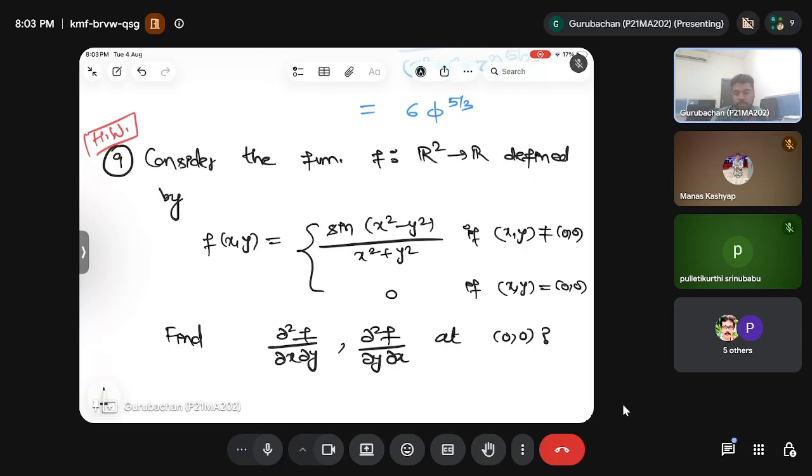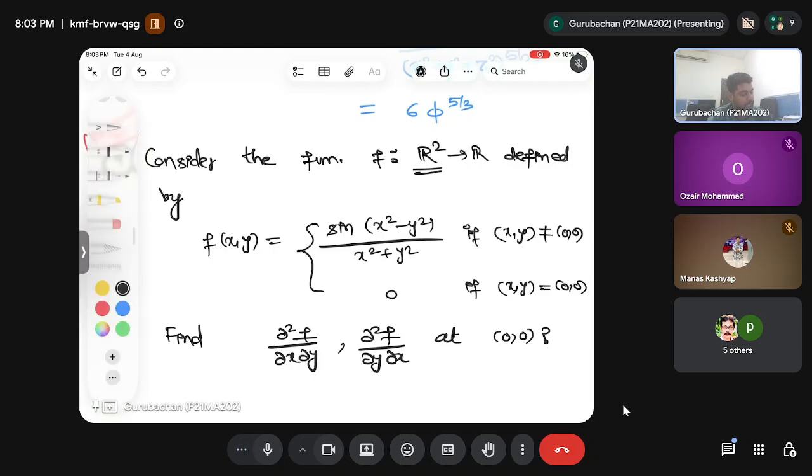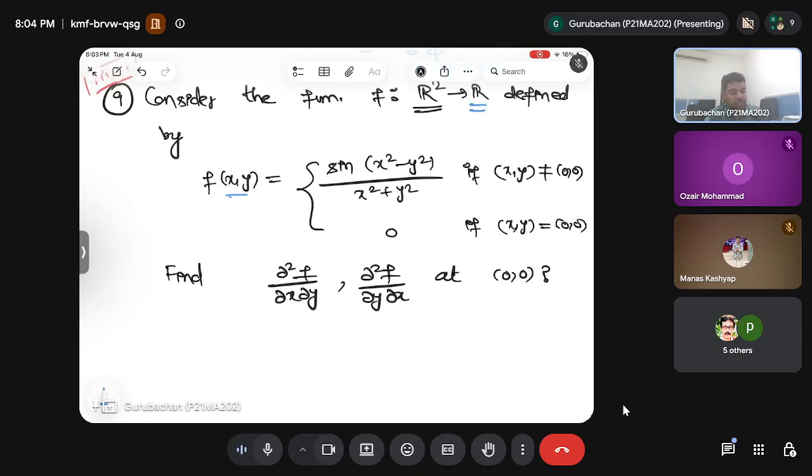Any doubt? Sir, what does that function R square tends to R mean? Sorry, R square tends to R. This means that the domain of the function is R square and the range of the function is R. So you are putting a pair, suppose (1, 2) or (2, 3), inside the function, but the output is a single value, that is a real number. It can be 0, 1, 2, anything. Understood?